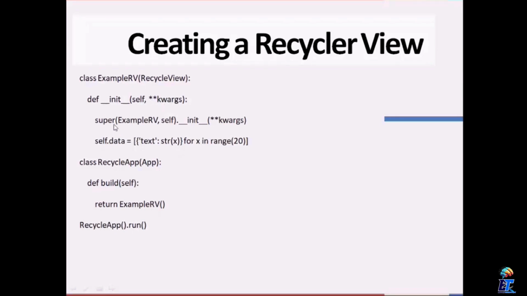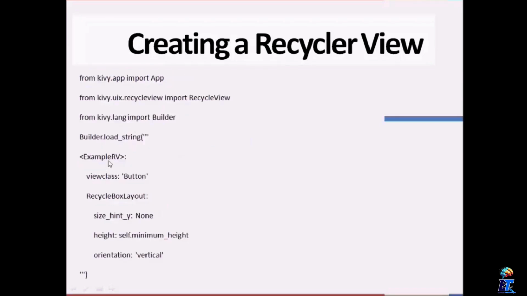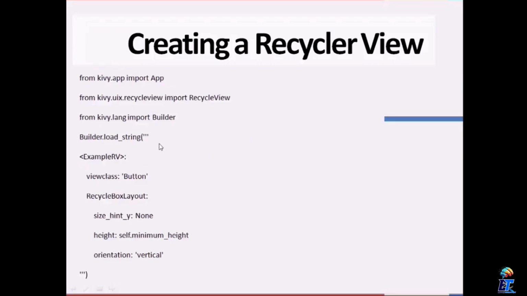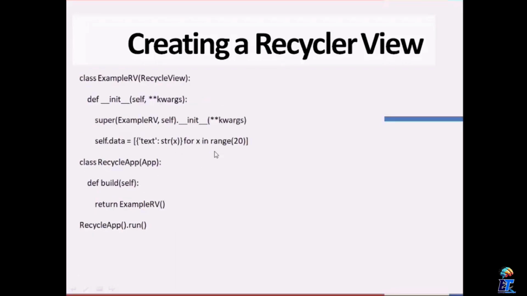Then by using the superclass, we take out the ExampleRV, which has the properties that are available. And also we initialize by providing .__init__ with double asterisk kwargs inside the parentheses. Now, as we have taken the properties, we are going to define the data by using text inside the quotes equals str(x) for x in range(20). This x defines nothing but the button. So what will happen? We are going to display the buttons in the range of 20, which means 20 buttons will be displayed inside the screen.